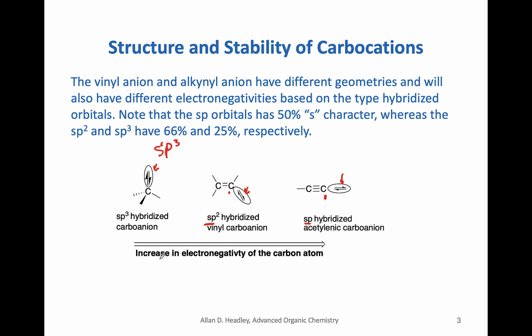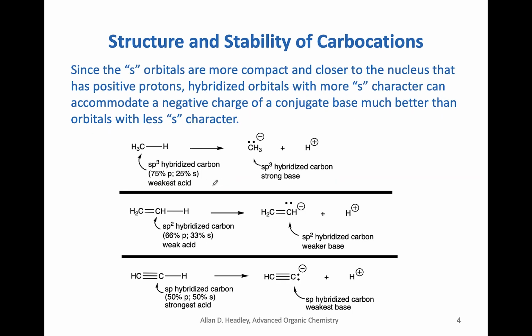As we'll demonstrate in the next slide, the electronegativity of the carbon increases to the acetylenic carbon. Remember, electronegativity here is a tendency to pull electrons towards itself. So it implies that this carbon here is more electronegative than this one, and more electronegative than this one. Let's see why on the next slide.